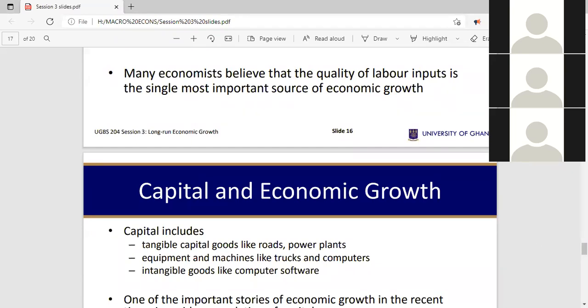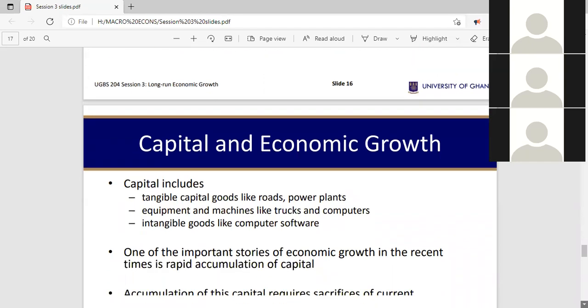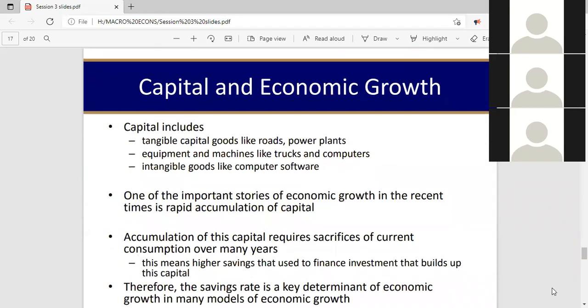Now, the next one is capital. As Johnson explained, capital is not really like the normal capital we know in business. For macroeconomics, capital is basically those tangible goods like roads, plants, excavators, equipment, computers, computer softwares. These are capital.